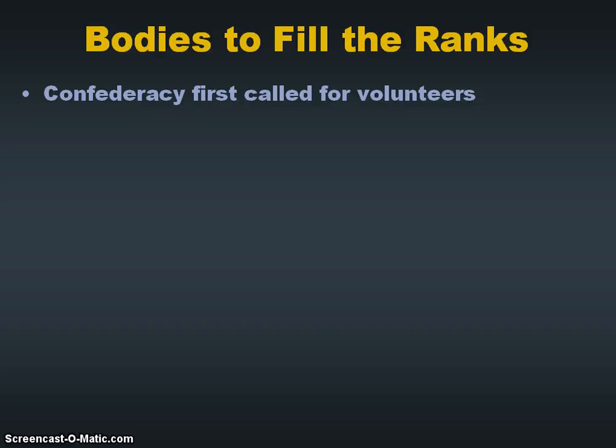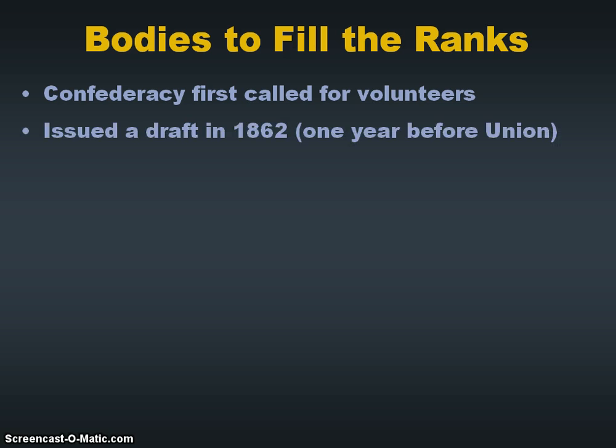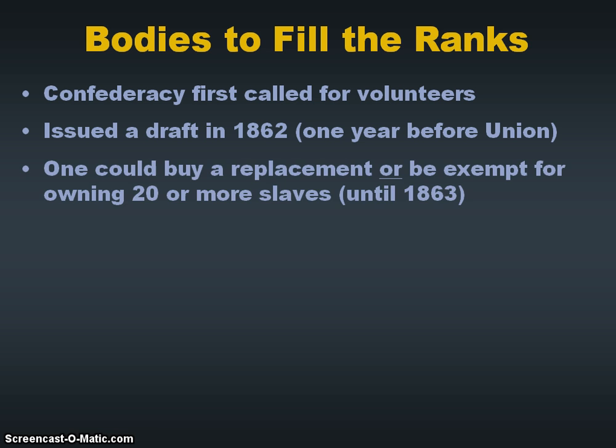As far as bodies to fill the ranks here in the Confederacy, they're going to call for volunteers at first as well, just like the Union. But it's going to be desperate enough for them that they're going to call a draft a year earlier than the Union does. So the Union calls a draft in '63, the Confederacy calls one in '62. And again, that just shows you the manpower that the Union had over the Confederacy.